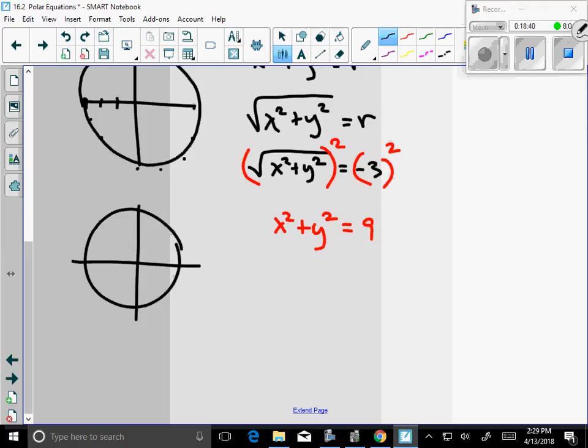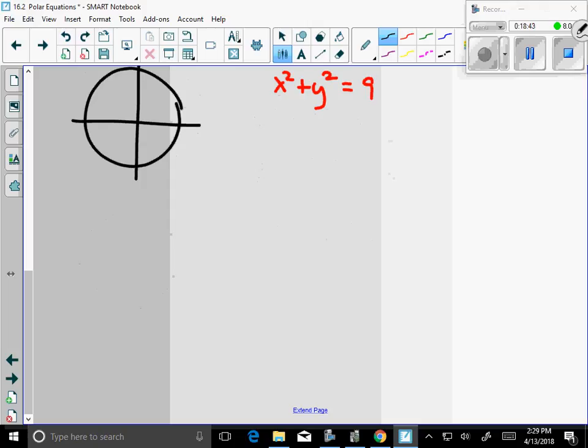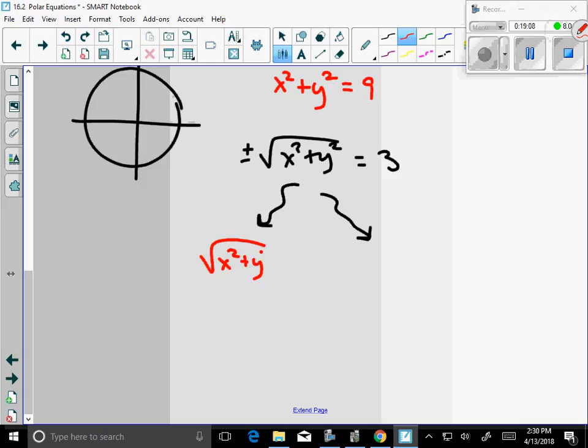So watch this. I kind of worked backwards to show you this. Well, okay, so let's take the square root of both sides like we did before. Would you agree when I take the square root, I get that? Okay, that gives me 2 separate functions. I get positive square root of x squared plus y squared equals 3. I get negative square root of x squared plus y squared equals 3.